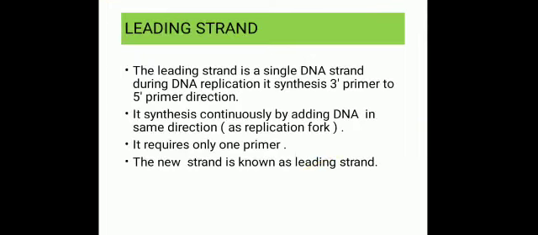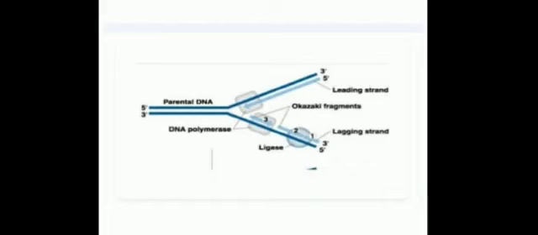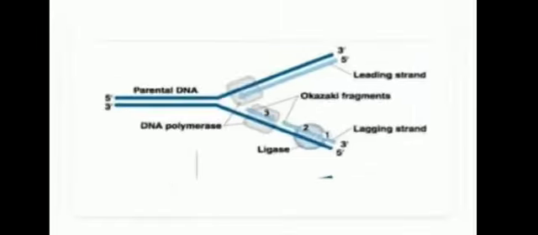Let us know that. The leading strand is a single DNA strand. During DNA replication, it synthesizes in the 3' to 5' direction. It synthesizes continuously by adding DNA in the same direction. It requires only one primer. The new strand is known as the leading strand. Here you can observe that the leading strand is in the same direction as the replication fork and it is continuous in form, adding the DNA to form the continuous leading strand.